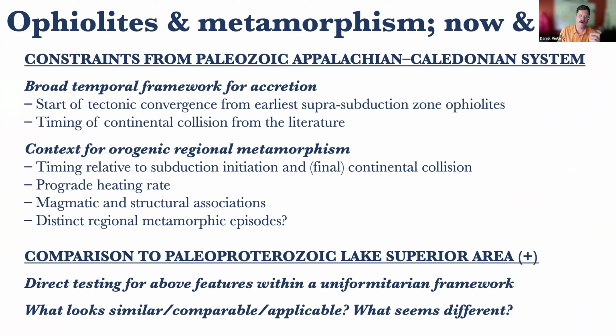And I'm going to focus on the Appalachian Caledonian system as a model for Phanerozoic plate tectonics and accretionary tectonics. And then I'm going to compare that to an older example from the Paleoproterozoic of the Lake Superior area. So first I'm going to bring constraints from the Paleozoic Appalachian Caledonian system.